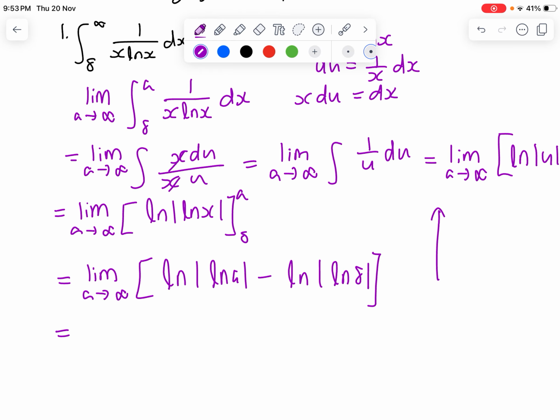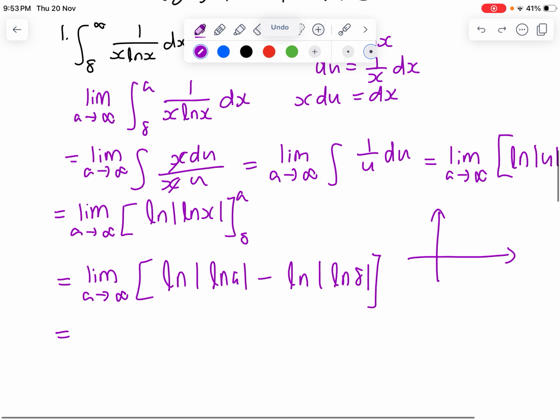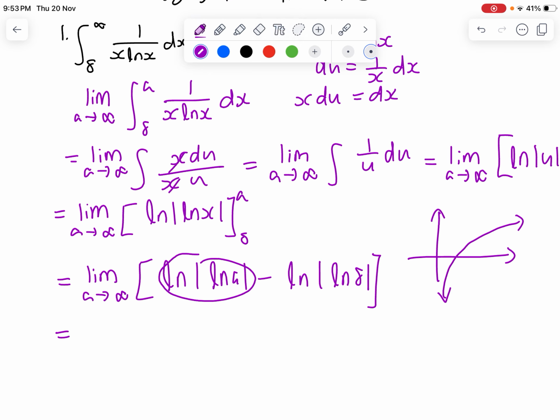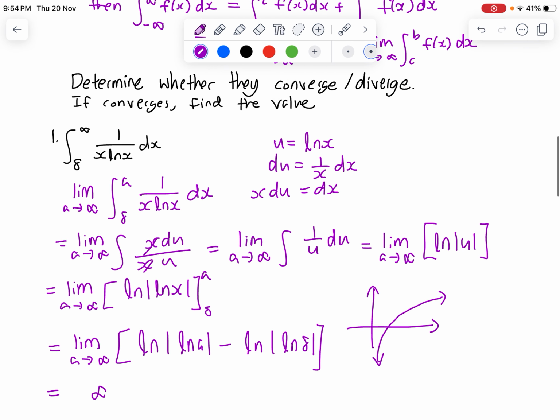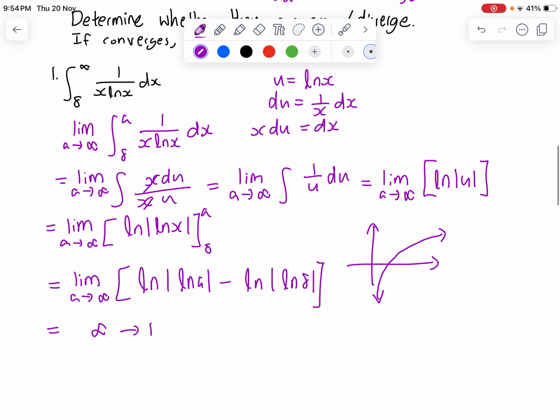Now remember what the graph of ln of x looks like. It looks like this. This is not a really good drawing, but it keeps growing infinitely. So we know that ln of a, as a approaches infinity, will keep growing and growing to infinity. So this whole thing is going to be infinity, and infinity minus any finite value is still going to be infinity. So our answer is going to be infinite, and when it's infinite, that basically means diverge.